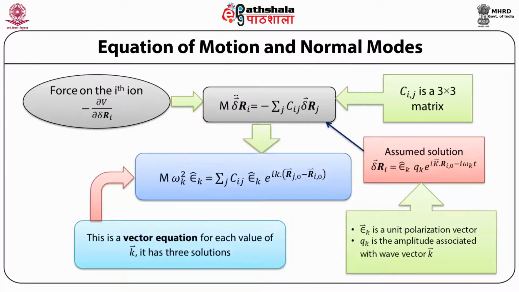Now substituting the assumed solution of delta Ri in the equation of motion gives the following equation: m omega k squared multiplied by epsilon k. Remember that this epsilon k which I have introduced is a vector quantity, and it is equal to the summation over j of Cij epsilon k into e raised to the power i k dot (Rj naught minus Ri naught). So this equation is a vector equation, and for each value of k it has three solutions.